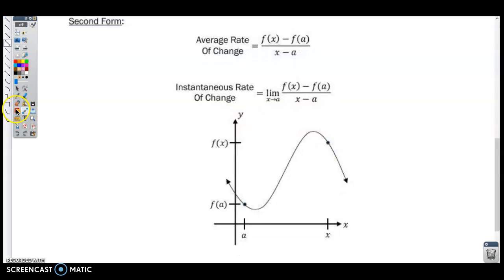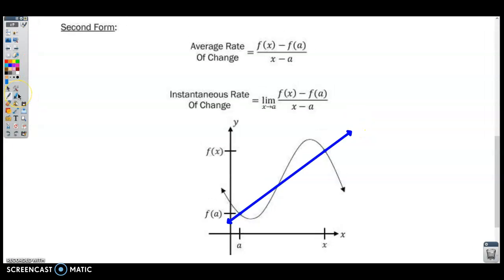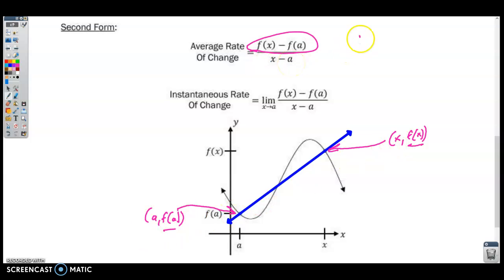Again, we're thinking about the secant line that goes through these 2 points. Only now, instead of labeling this as the point a plus h, comma f of a plus h, this is going to be the point x, f of x. And this is still the point a, f of a. And so this time when you see the difference quotient, the slope formula gives me f of x minus f of a, all over x minus a. Okay, different kind of difference quotient. This is still a difference quotient. It's just a different way of writing this particular difference quotient.